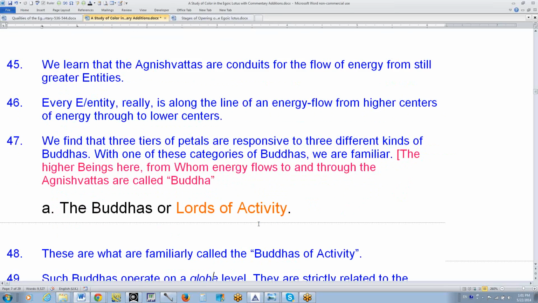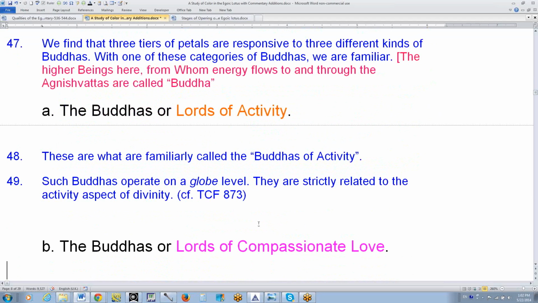So the Buddhas are lords of activity. Well, these are the Buddhas of activity surrounding Sanat Kumara, the ones with whom we are familiar. They are what are familiarly called the Buddhas of activity. Such Buddhas operate on a globe level. They are strictly related to the activity aspect of divinity. That takes us to Cosmic Fire 873, where 3 different groupings of Buddhas, sometimes just called higher existences, are discussed. Those that operate on a globe level, those on a chain level, and those, the highest of all, for the entire planetary scheme.